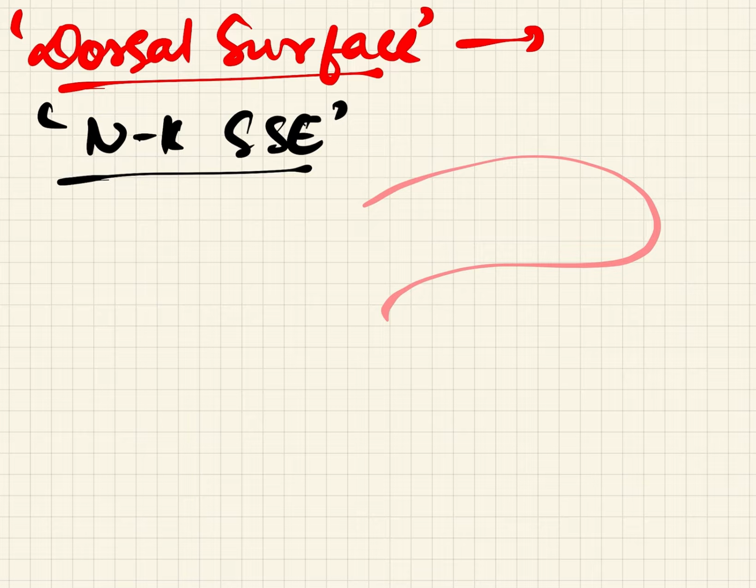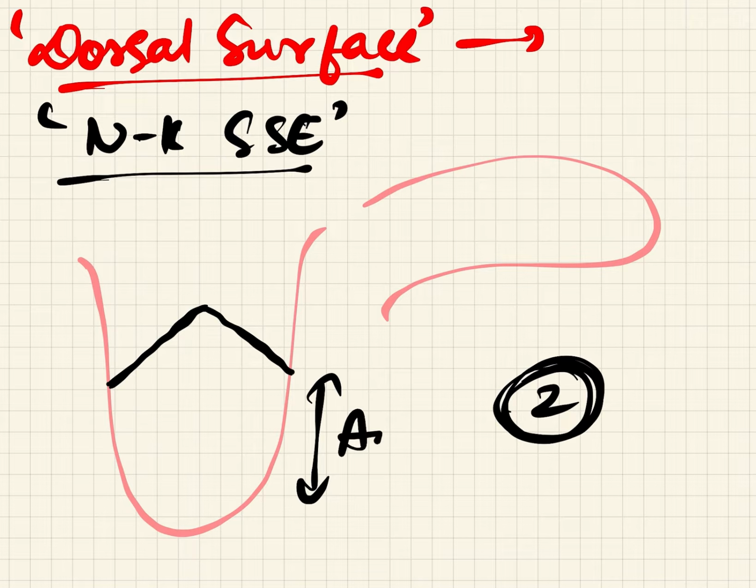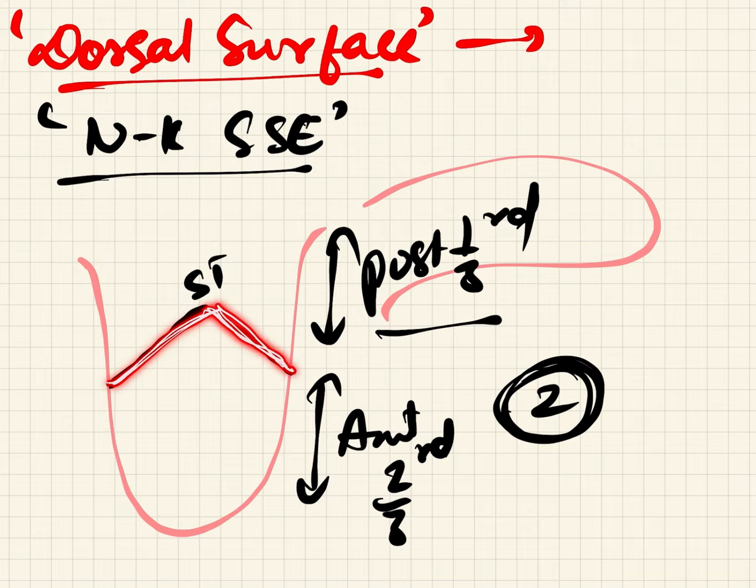Now coming to its features. Whenever we draw a tongue like this, there is a demarcating structure dividing the tongue into two parts, the sulcus terminalis. The sulcus terminalis is a V-shaped structure that divides the tongue into the anterior two-third and the posterior one-third. This sulcus terminalis passes forward and laterally.